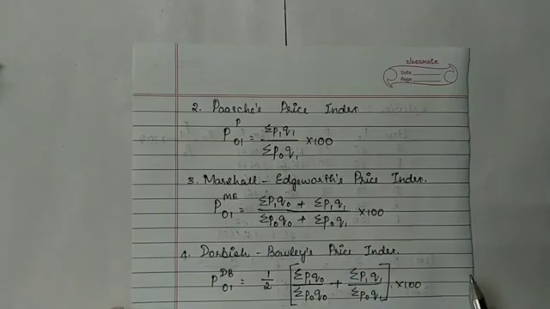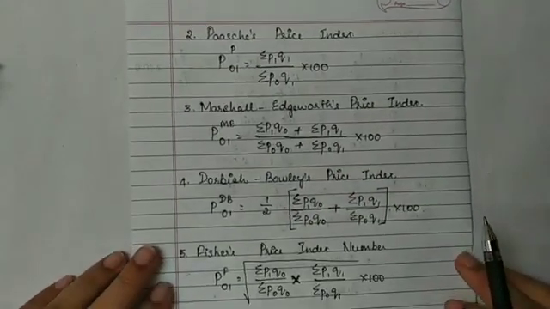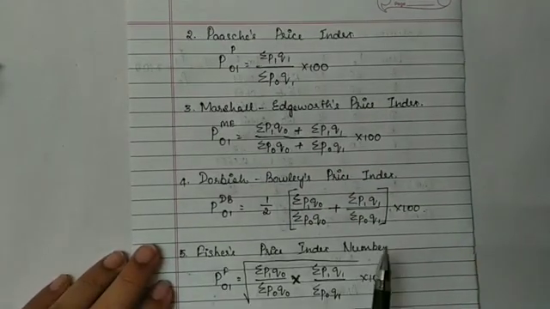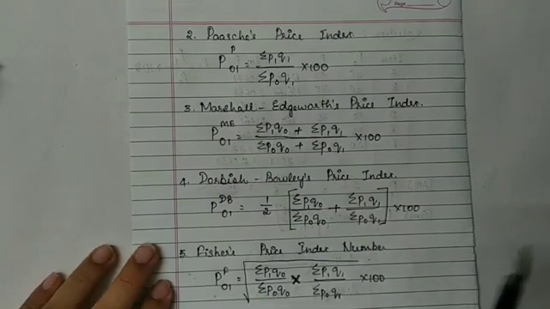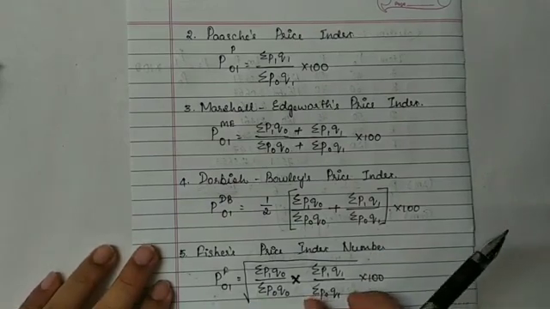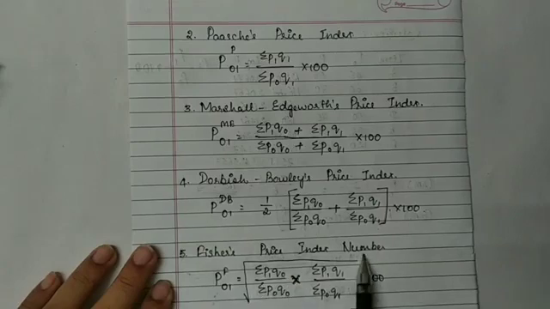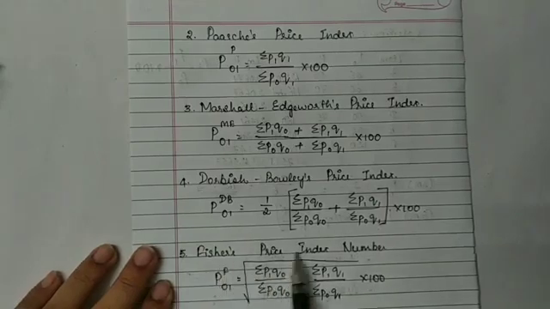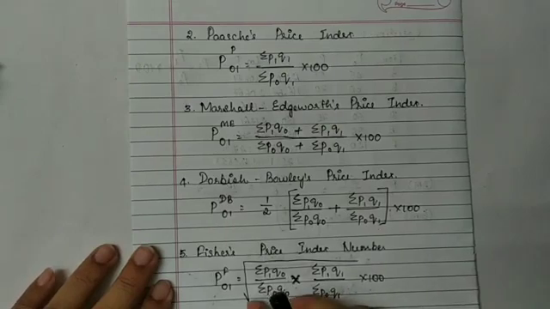Okay, and the next one is Fisher's price index number. Here again the items are the same, only the thing is we are taking its square root. Fisher's price index number P01 is equal to, this is Laspeyres and this is Paasche, and its square root.